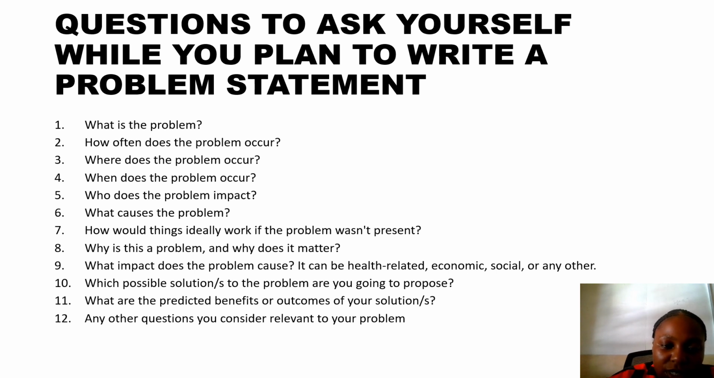Then number seven, how would things ideally work if the problem wasn't present? So these are the things you ask yourself while you are planning to write a problem statement, because it helps you to develop a solution. So you need to know, in case the problem was not there, how would the system work normally? How is it supposed to work? You need to mention that. Then why is this a problem? And why does it matter? You need to answer that question.